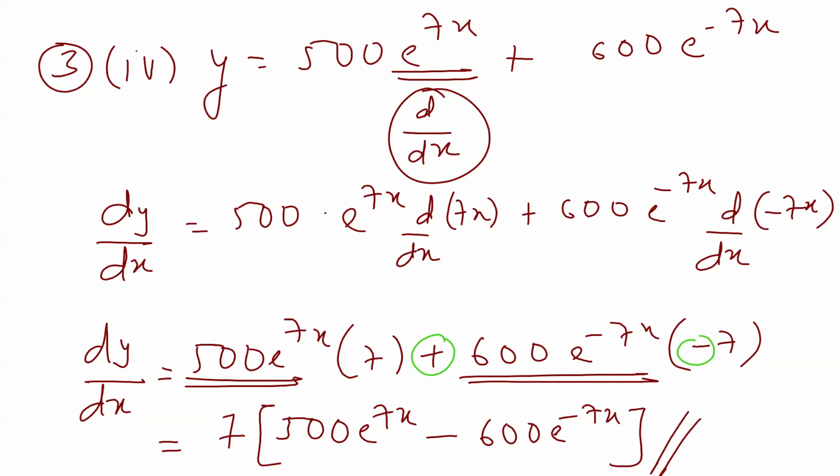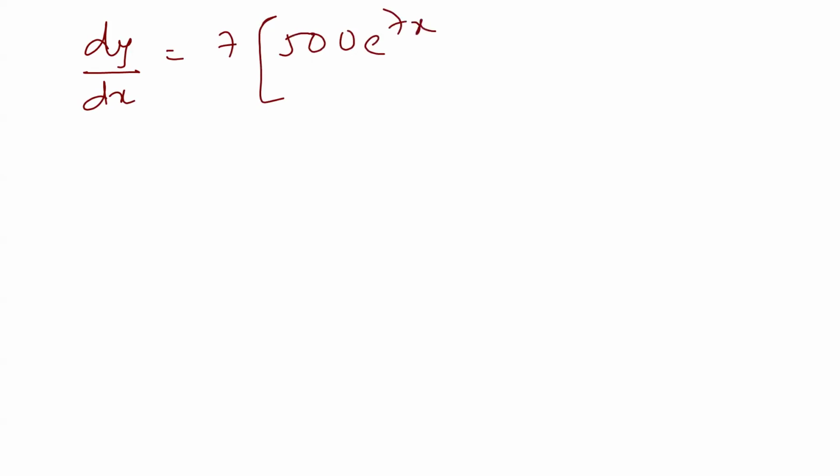So I'll just put this on the next page for you. dy by dx, 7 outside, 500 e raised to 7x minus 600 e raised to minus 7x. Derivate this once again, d by dx.